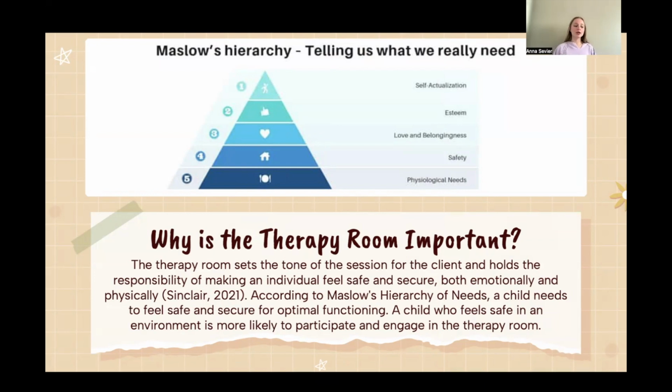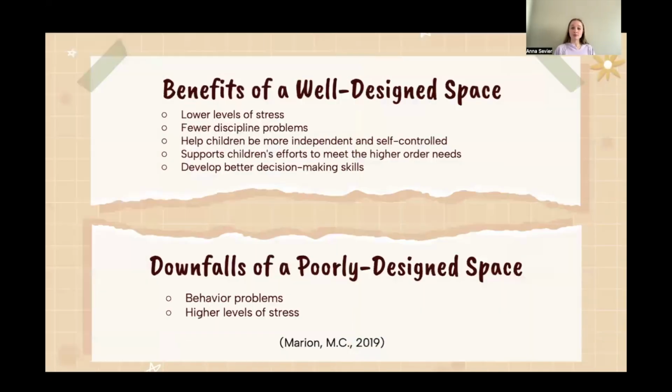In the article, What's in the Therapy Room by T. Sinclair, it's highlighted that the therapy room sets the tone of the session for the client and holds the responsibility of making an individual feel safe and secure, both emotionally safe and physically safe. According to Maslow's hierarchy of needs, safety and security is one of the basic needs a child must have before they are able to function optimally. So a child that feels safe and secure in their environment is more likely to participate and engage in the therapy room.